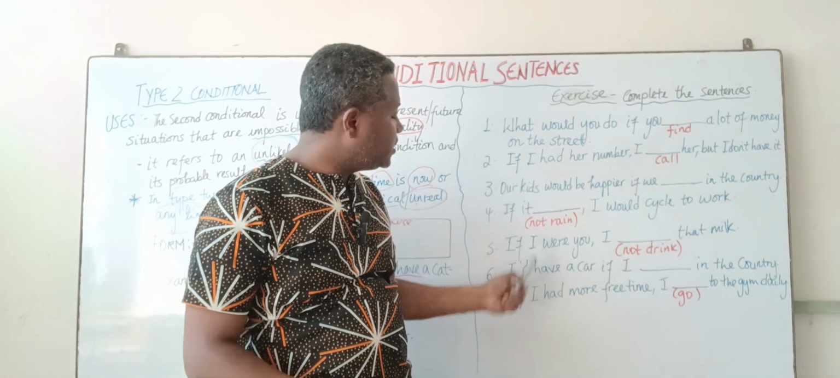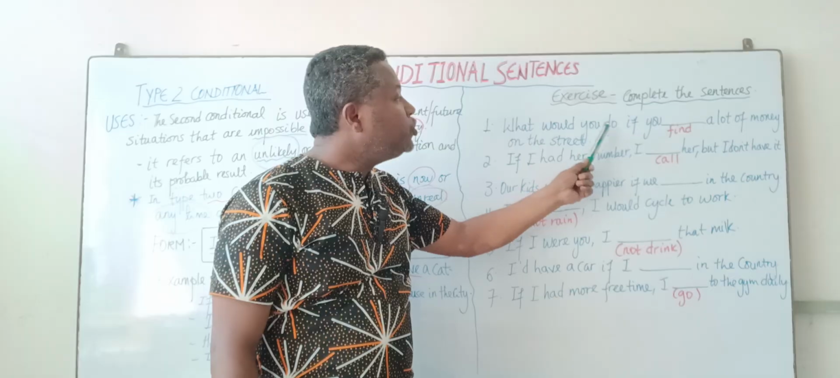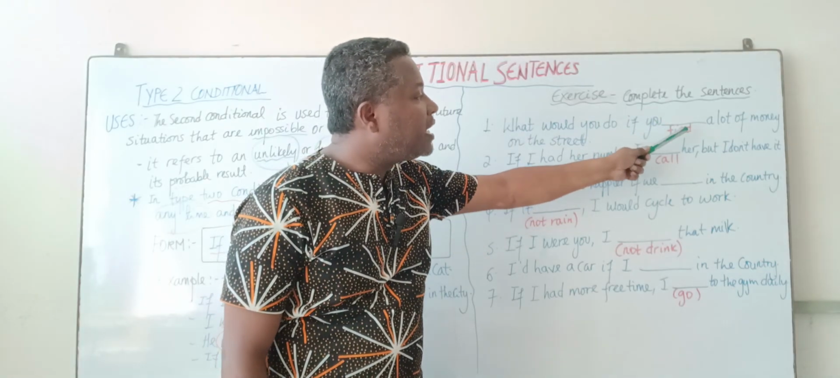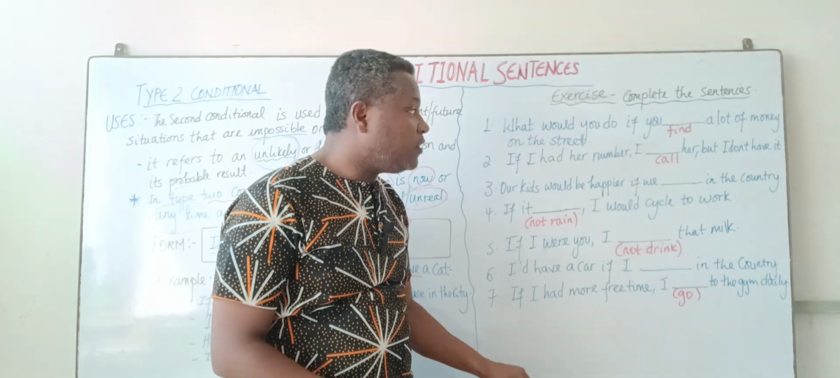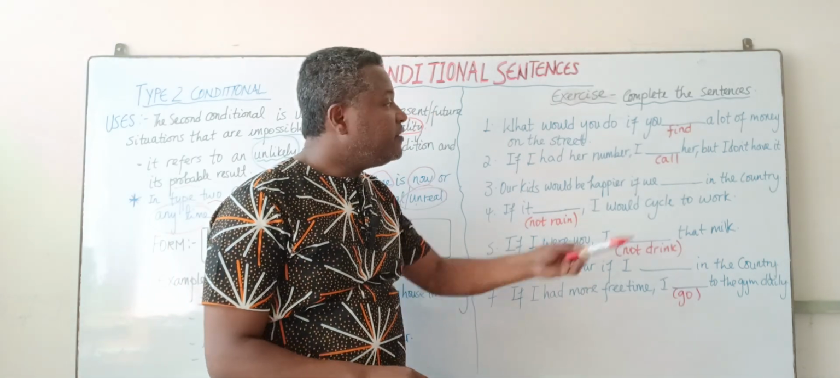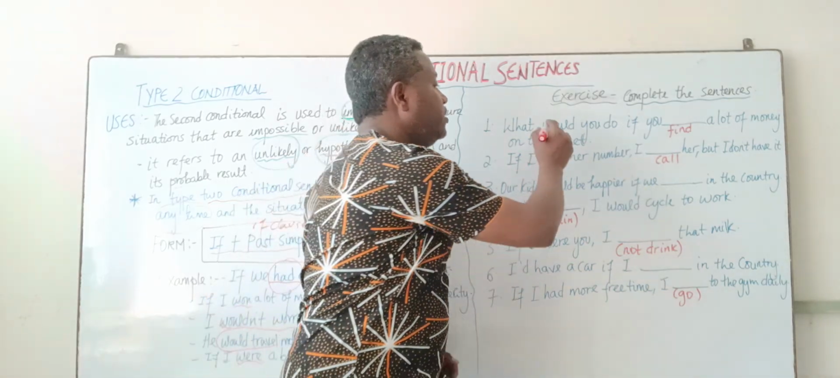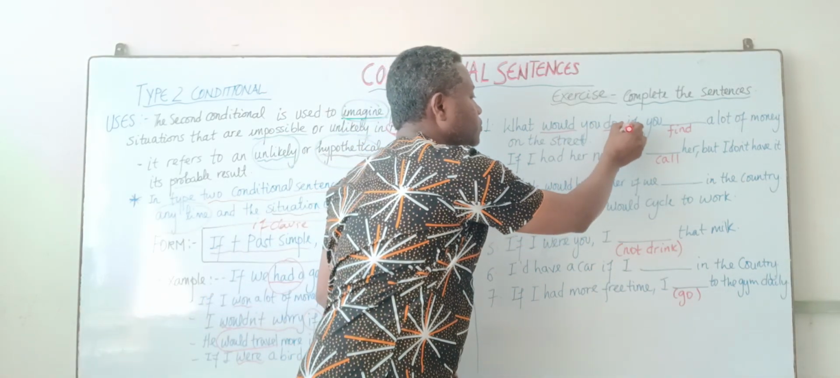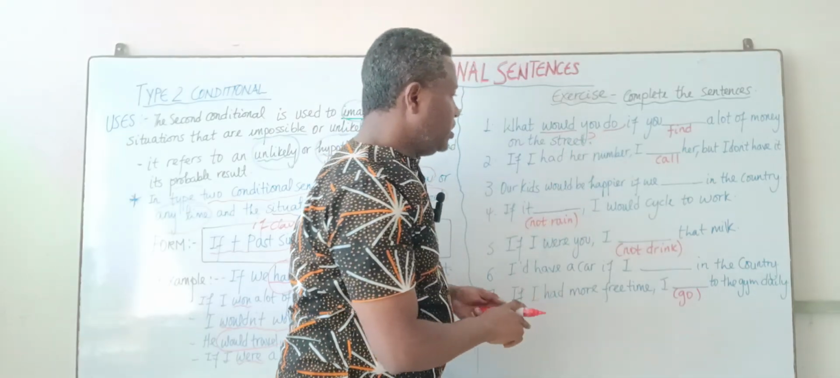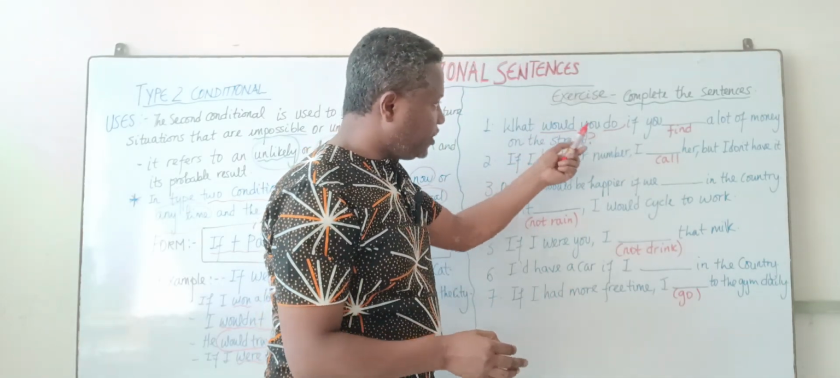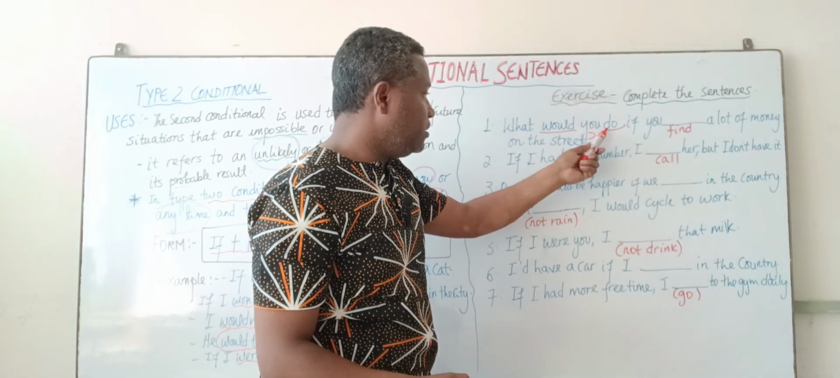So let's have a look at these questions. The first question says, what would you do if you blank a lot of money on the street? The verb given is find. So here, what would you do? Because it's a question, we separate would and do. So we have would plus verb 1 here, okay?